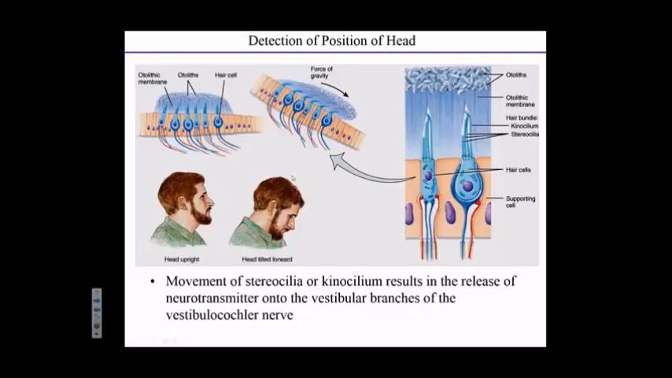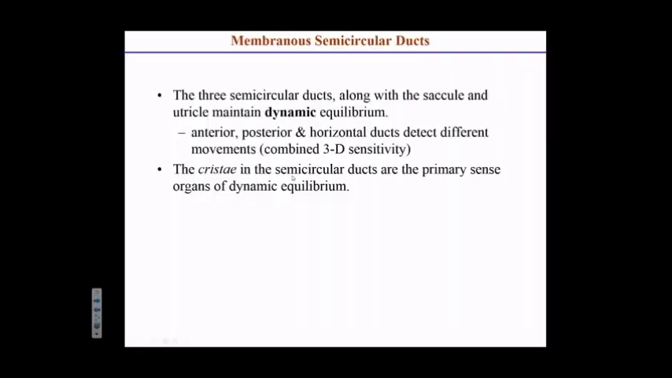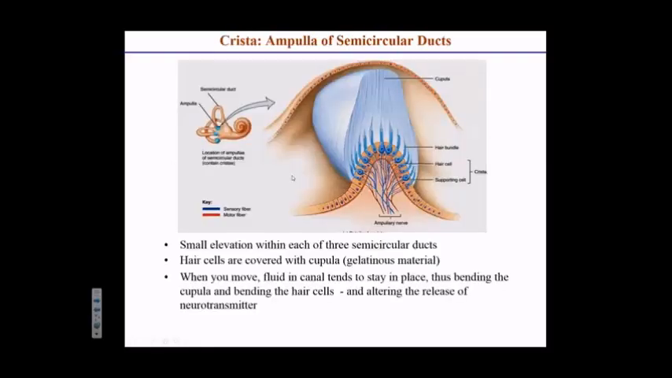Which is really, really weird too. Three semicircular ducts or canals. They allow you to sense dynamic equilibrium, in other words, equilibrium in motion. And here's what they look like, in the semicircular canal. And like I said, each canal is in a different plane, so you can sense information in different planes of movement at all times.